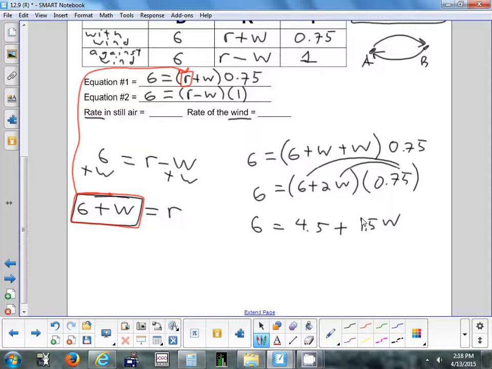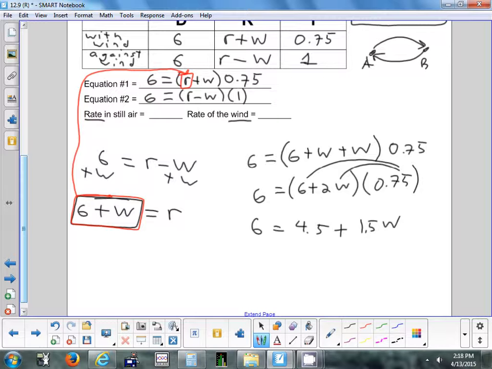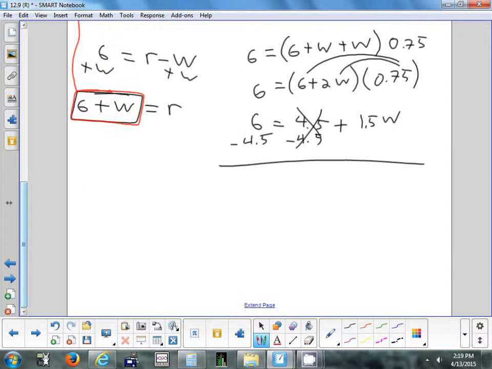2 steps left. What's my next step? Minus 4.5 on both sides. Yep. Everyone here, Marcus? We're going to minus 4.5 from both sides. Six take away 4.5 is how much? 1.5. What does that leave you with? 1.5. Last step to get W by itself.